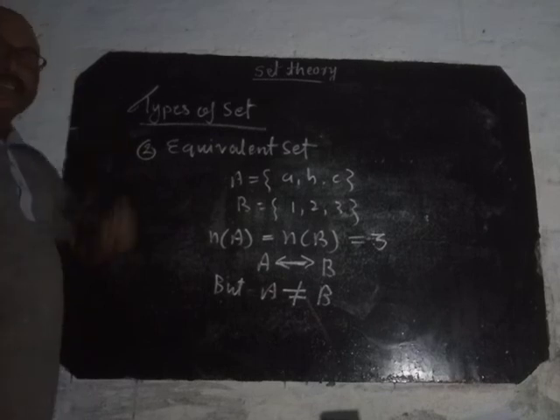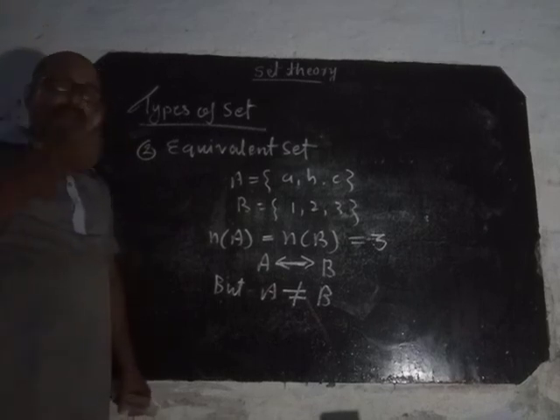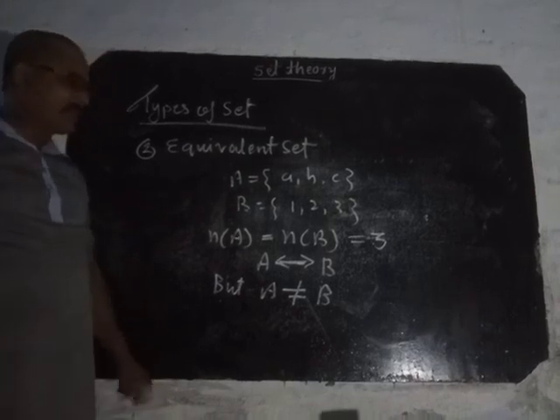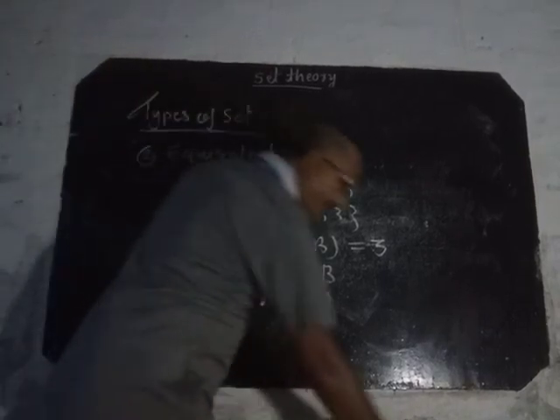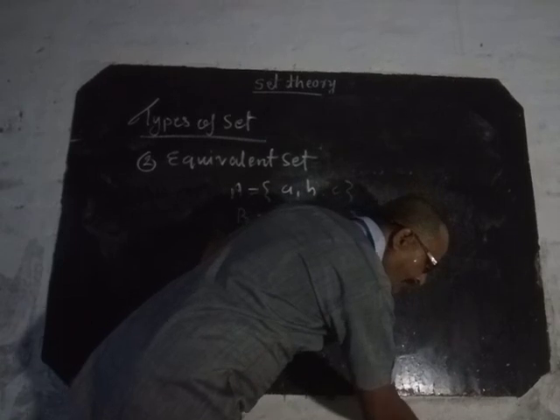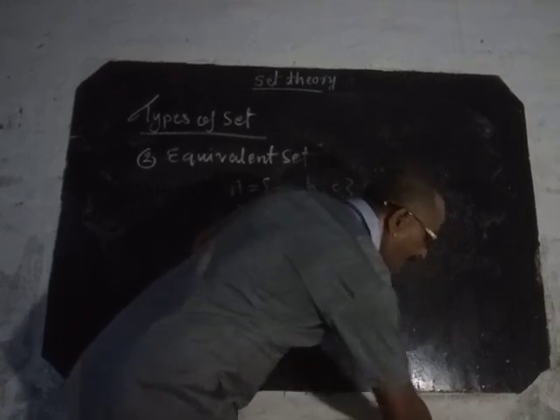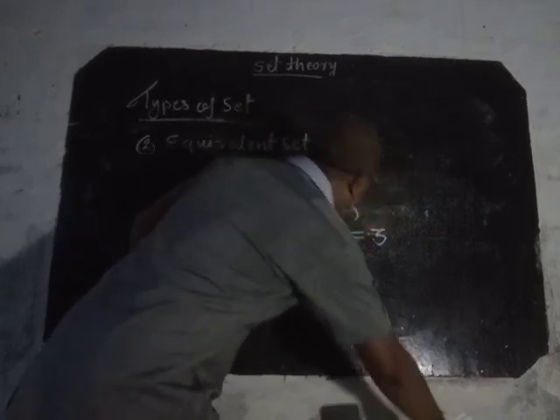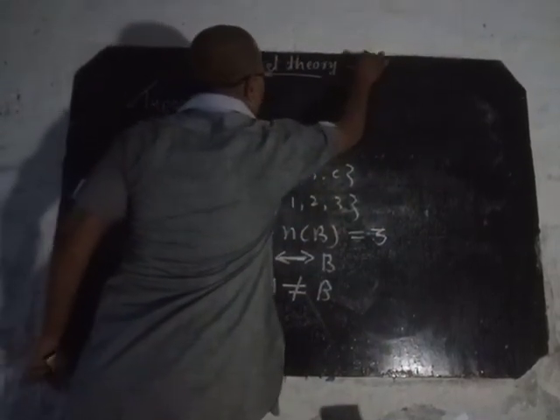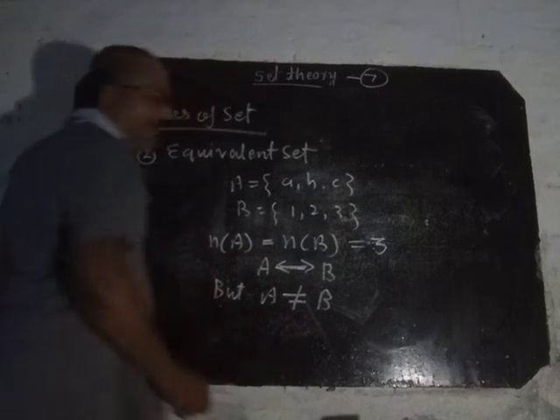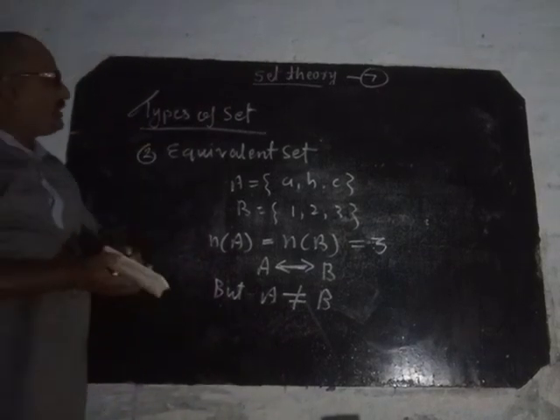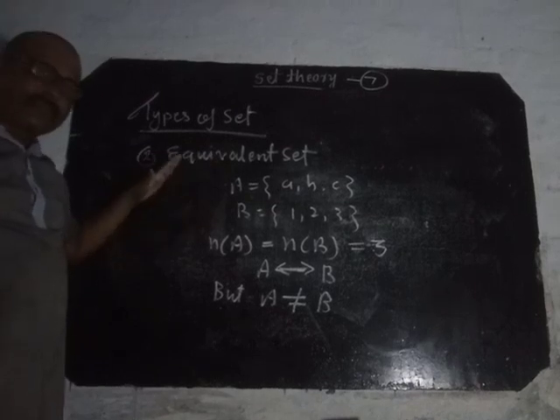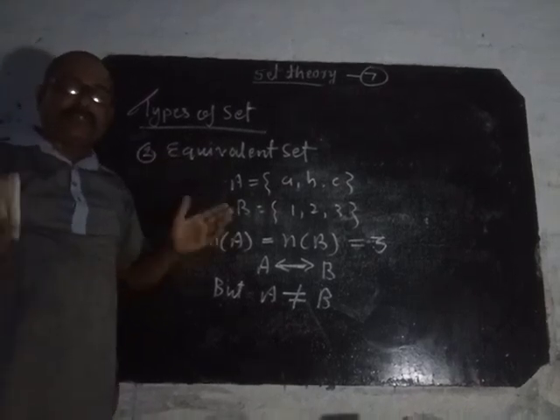I have explained only two types of set, equal and equivalent. My dear student, in your book, exercise set theory chapter 7, once you revise and read the types of set, this chapter will be very easy and very interesting for you.